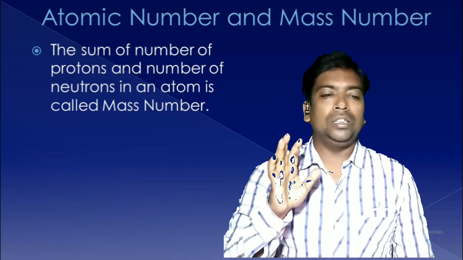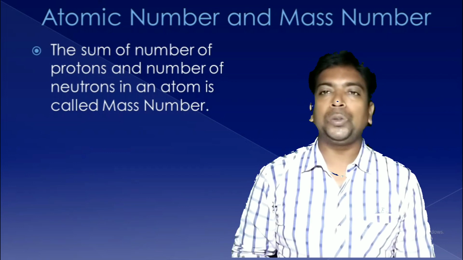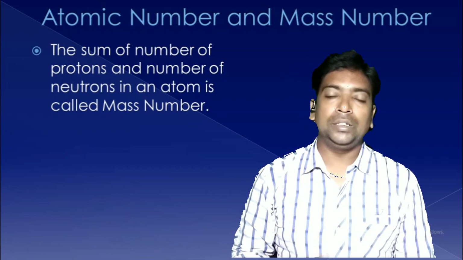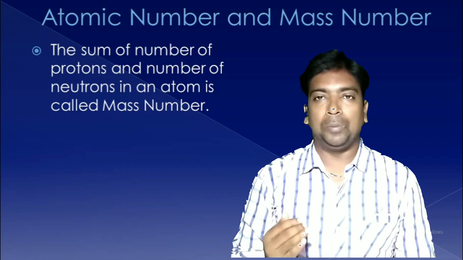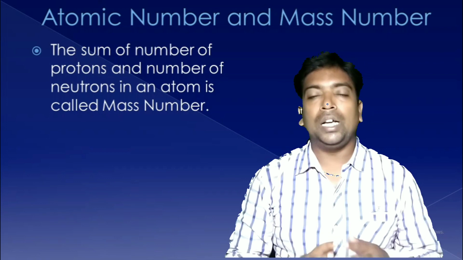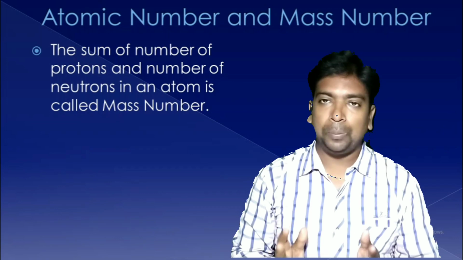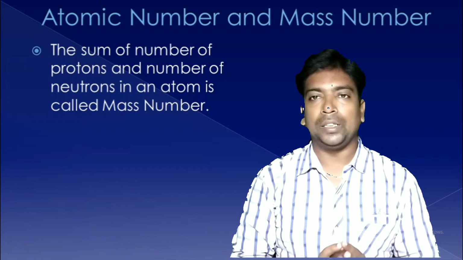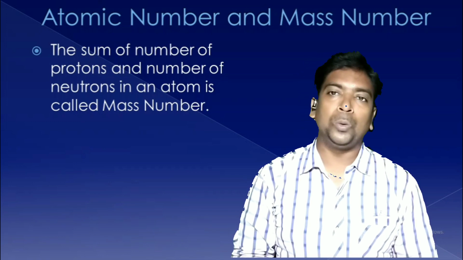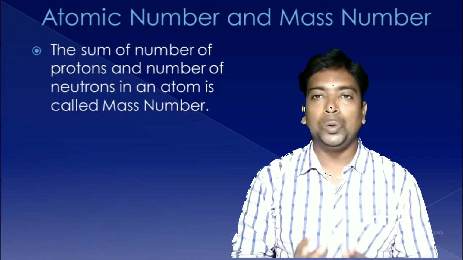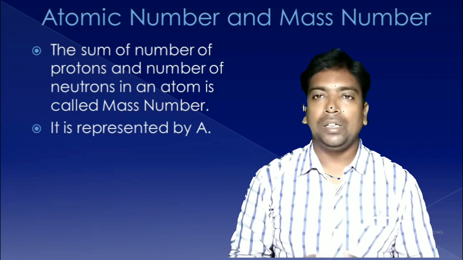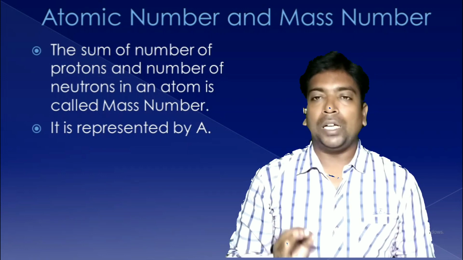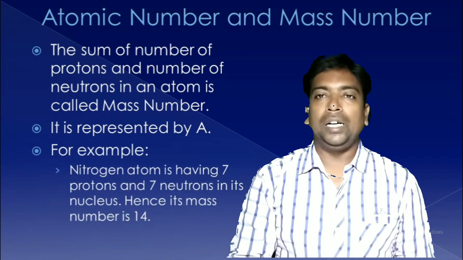Now the next thing: the sum of the number of protons and the number of neutrons present inside the nucleus is known as the mass number, because you know protons and neutrons are heavy particles as compared to the mass of electrons. So all the mass of an atom is due to the protons and neutrons present, and that is why the sum of the number of protons and number of neutrons in the nucleus of an atom is known as mass number. Mass number is represented by A.